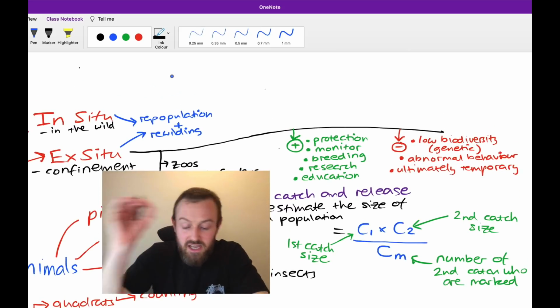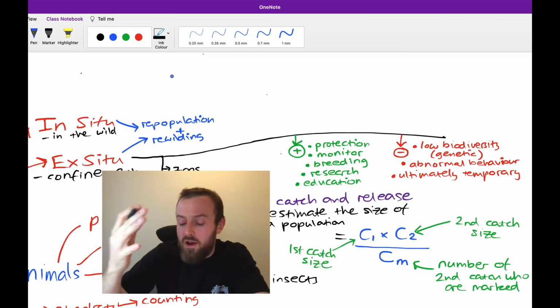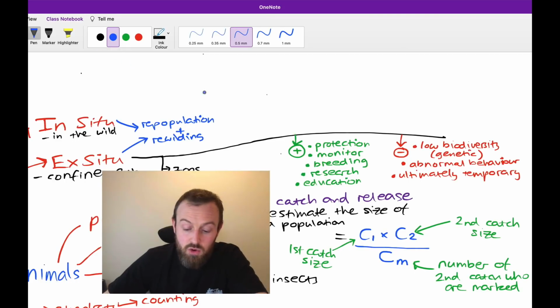So that's in situ and ex situ together. But what are further examples of in situ conservation? Well, often there's some form of wildlife reserve.